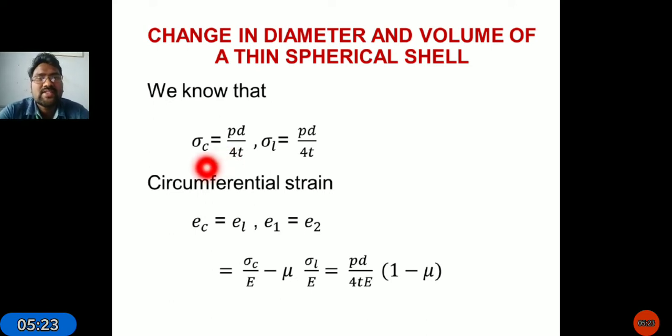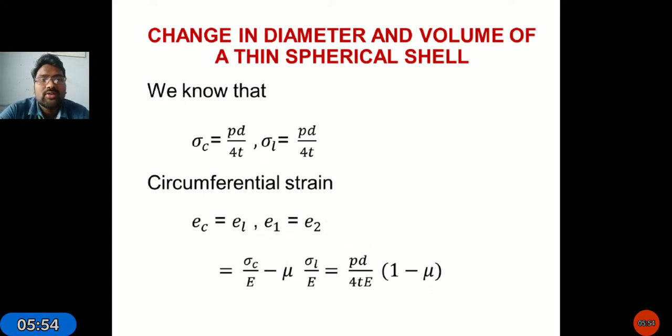Here, sigma c is equal to PD by 4t and sigma L is equal to PD by 4t. Both stresses will be the same because the area along the x-axis and y-axis are both the same. So the circumferential and longitudinal stresses are both the same. Now we are going to calculate the circumferential strain. The circumferential strain is equal to the longitudinal strain, that is, e1 is equal to e1.